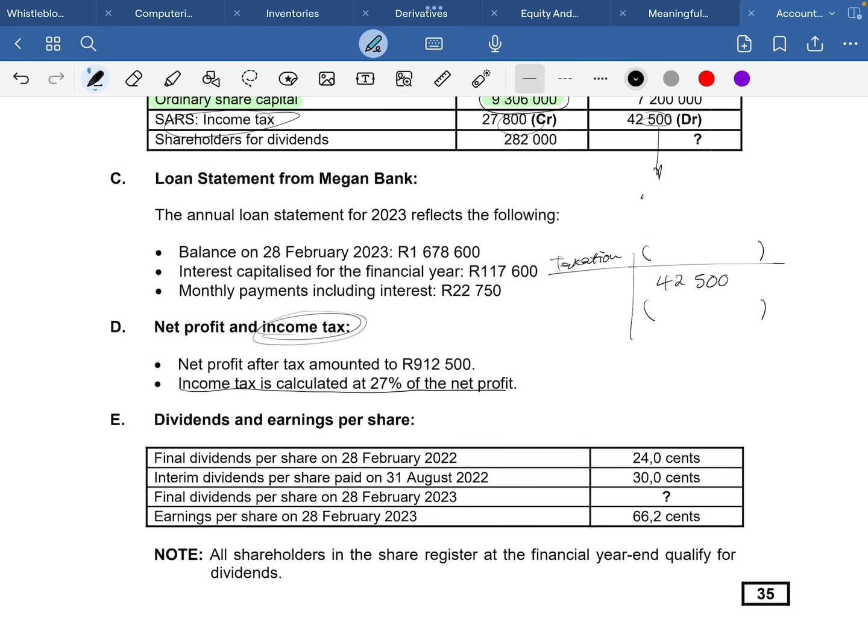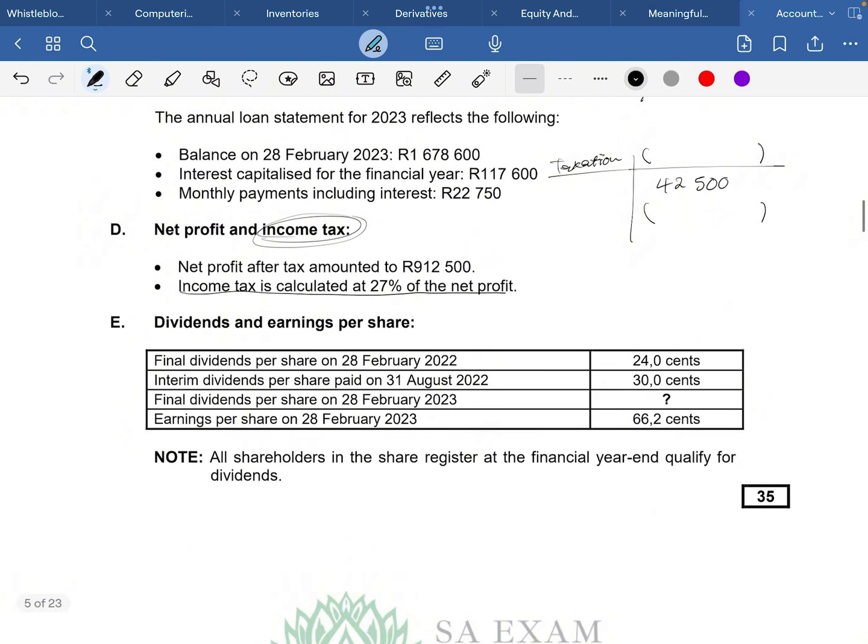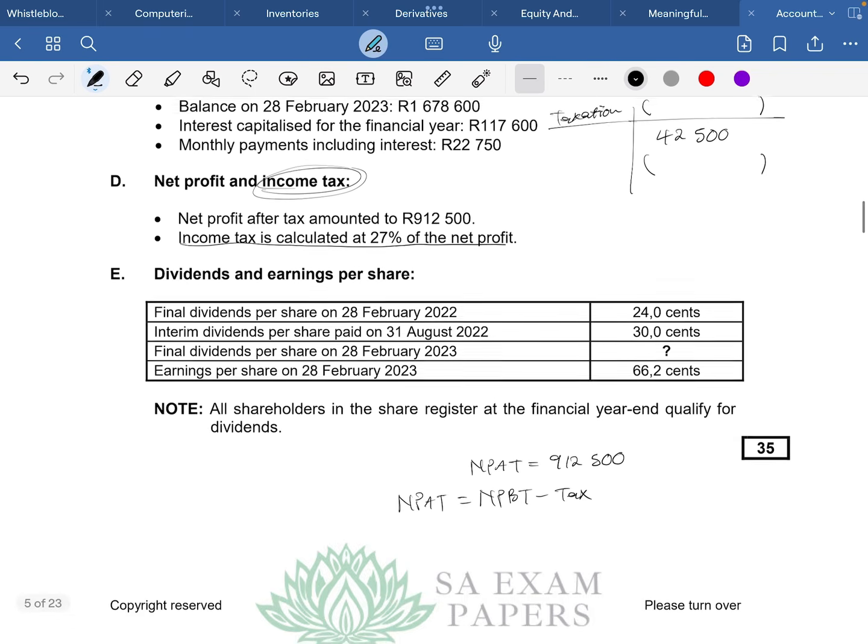Okay, so we're given net profit after tax as an amount of 912,500, right? So we know that the net profit after tax is equal to net profit before tax minus tax, right? So what we're going to do here, we're given that tax.